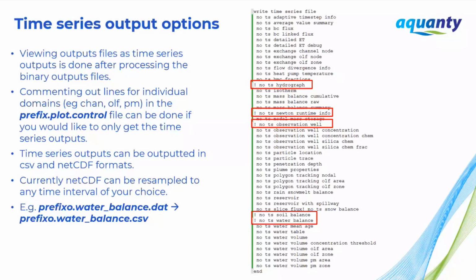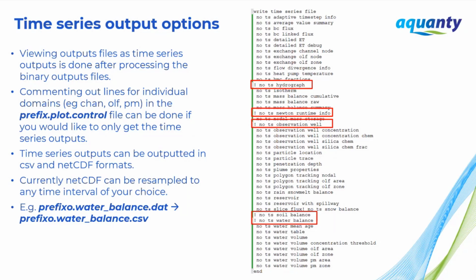Just for this presentation, I'm only taking into account a few files, such as the hydrograph files, Newton runtime info, the observation wells, and the soil and water balance files. These are important files. The Newton runtime info is a pretty useful file which contains all the numerical errors, time stepping, and all the other things. All I'm saying is it is an important file as well. I don't want to diverge too much.